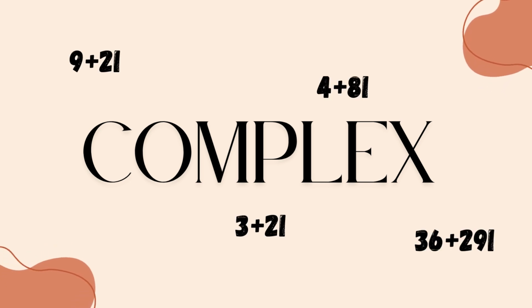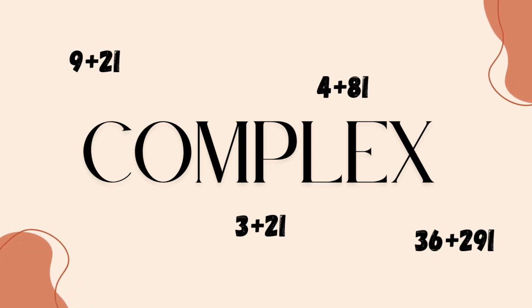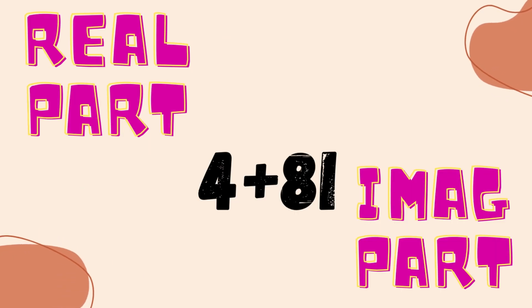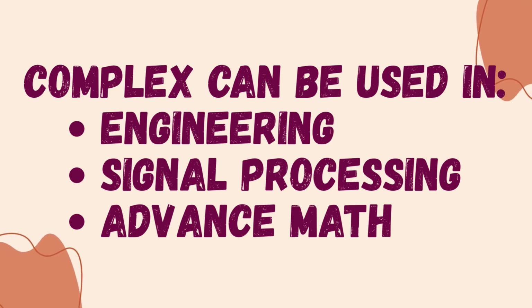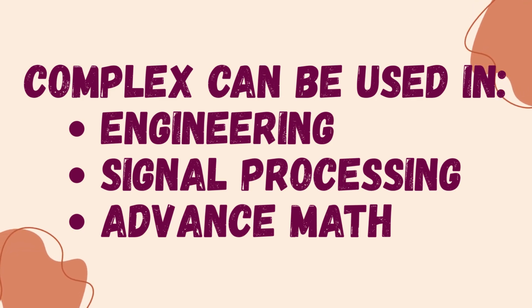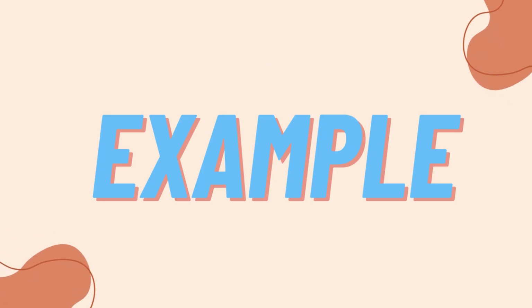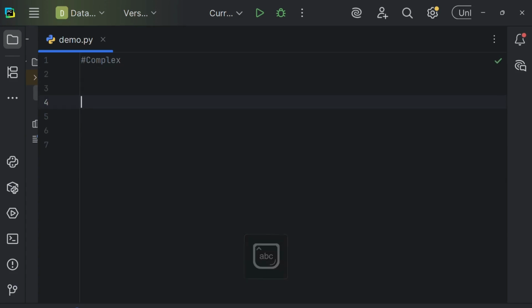The third most important data type is complex. This is mostly for the math wizards. These complex numbers look fancy. They have one real part and one imaginary part. These are mostly used in engineering, signal processing, advanced math. Let's understand this complex data type with an example. So let's understand the complex data type.